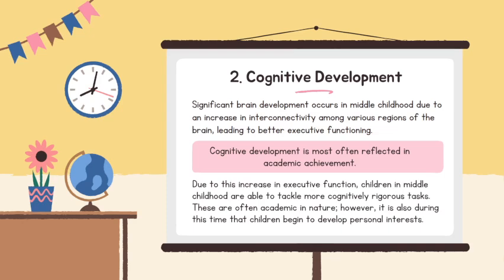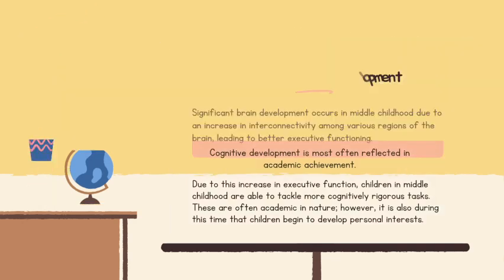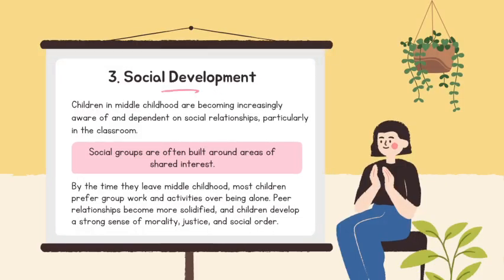However, it is also during this time that children begin to develop personal interests. It is important to note that while cognitive development is most often reflected in academic achievement, it is not the only measure of cognitive development. Children with learning disabilities, for example, may have extremely high cognitive function, but are unable to demonstrate it in certain contexts. Additionally, some children may be developing typically, but are gifted in athletics or the arts, subjects not typically assessed. Therefore, their development may not be as obvious as a child who is skilled in academics.